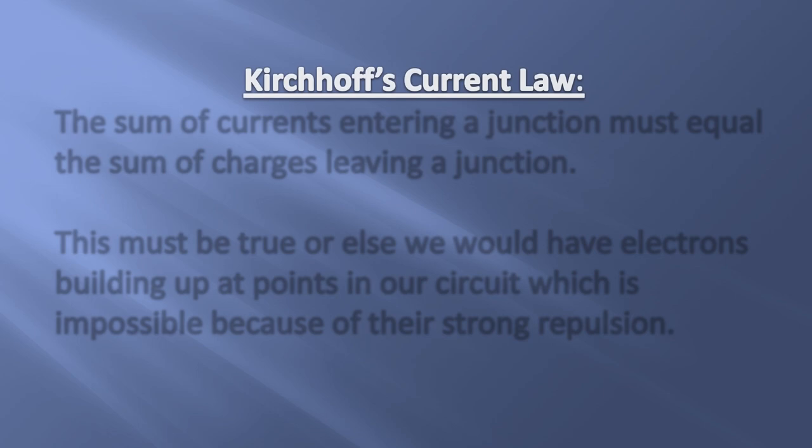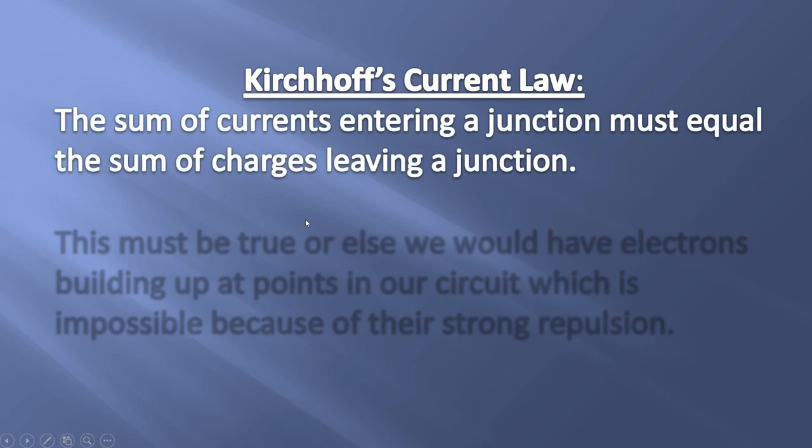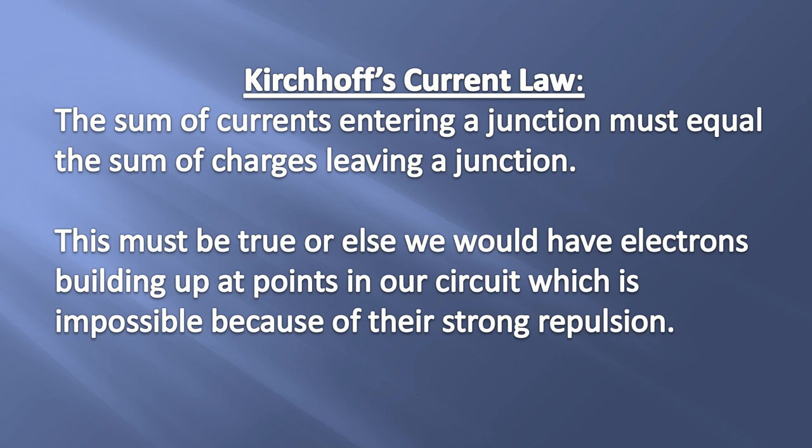So Kirchhoff's current law, again, states that the sum of currents entering a junction or a node must equal the sum of charges leaving the junction. So that's what I was just trying to describe in the previous slide. This must be true, or else there would be electrons building up at one point in our circuit, which is impossible because of their strong repulsion. So you cannot have electrons sitting stagnant in some part of the circuit because they're all negatively charged. So they won't be just sitting in one place.